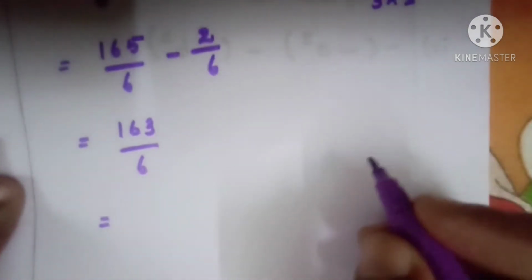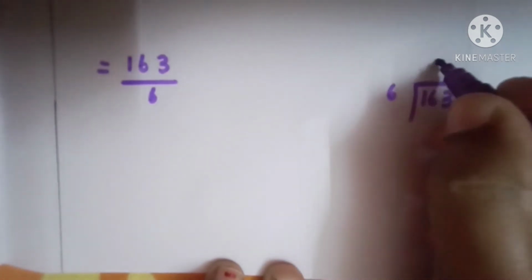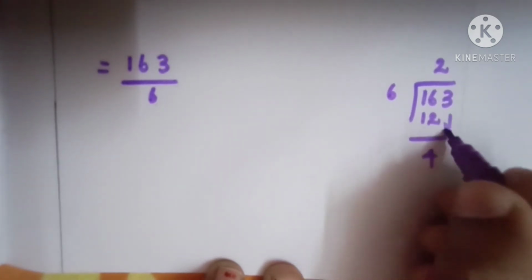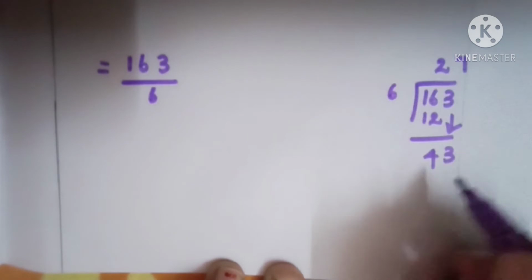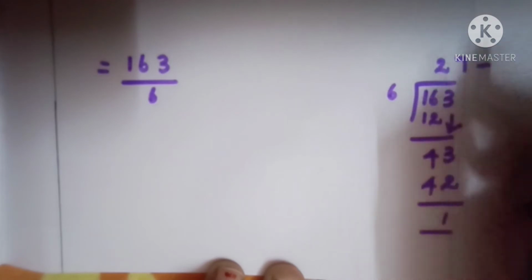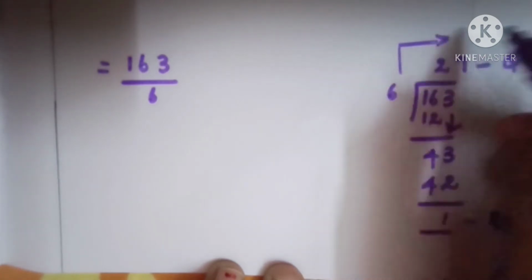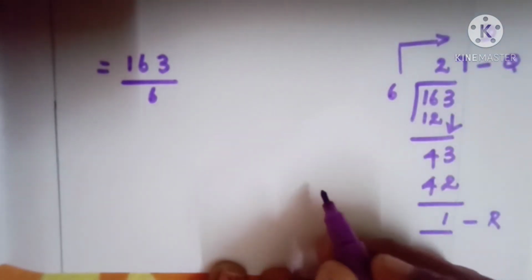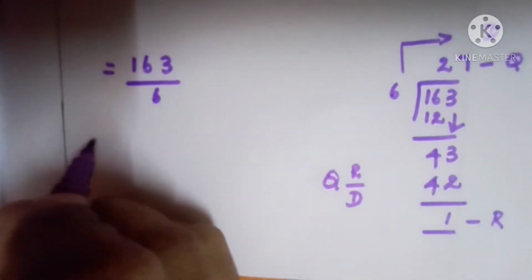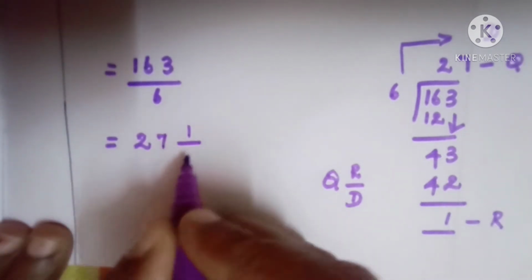Then change into mixed fraction. So 163 divided by 6. 2 6s are 12 and the remainder is 4, 43 and 7 6s are 42. What is the remainder? 1. Here 27 is the quotient and 1 is the remainder and 6 is the divisor. What is the format for mixed fraction? Quotient, remainder by divisor. So what is your answer? 27 1 by 6.